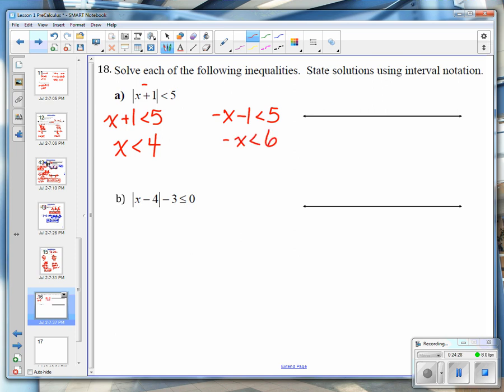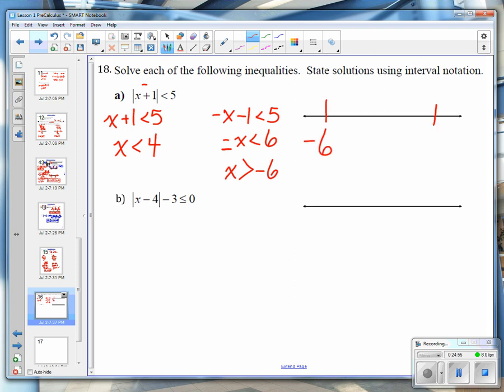And then this one always gets students. Remember what we talked about a little while ago? If I have to divide by that negative 1, I flip my sign and I get my answer. So in this case, guys, because we've solved each of them individually, we've got our answers where we don't need to use our test intervals. x is less than 4 and x is greater than negative 6.